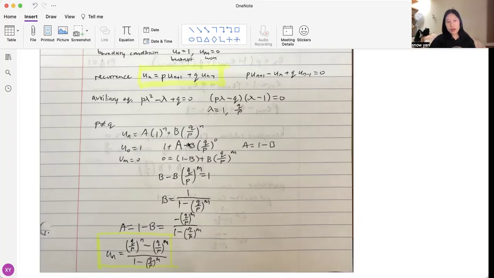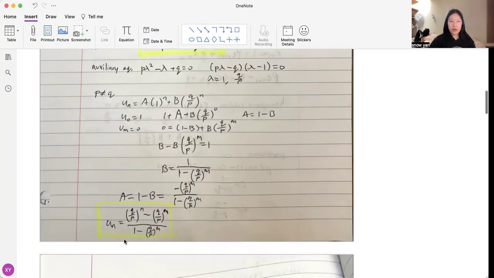Because they're not whole integer coefficients, we let A equal 1 minus B from this side. Then we plug this back into the other equation and simplify to get that B is equal to 1 divided by this expression. Then we substitute back to find that A is equal to that. Substituting the values of A and B back into the original form of u_n, we get that u_n is equal to this formula over here.